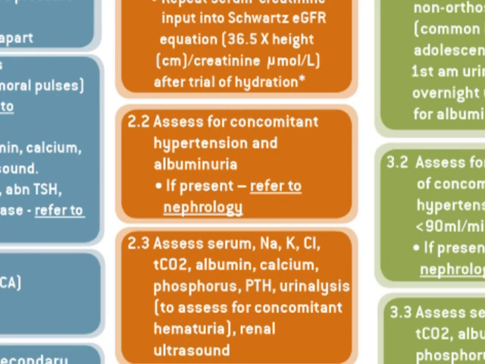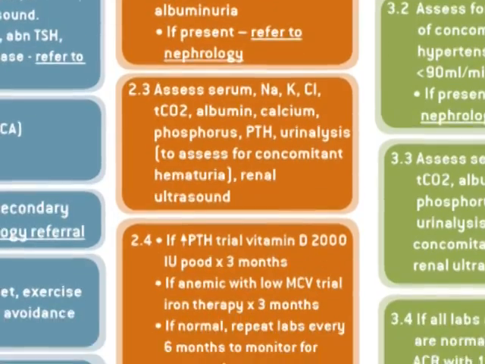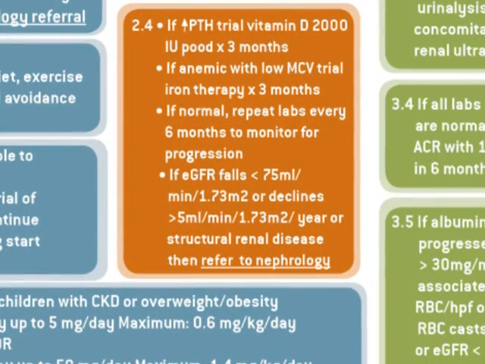If the creatinine is confirmed in the same range, then we do recommend screening electrolytes, albumin, calcium, phosphate, PTH, and a urinalysis, specifically to look for concomitant hematuria, as well as a renal ultrasound. If the PTH is increased, we recommend a trial of vitamin D. If the hemoglobin is low, with a low MCV, we recommend a trial of iron. And if all above are normal, then we recommend repeat labs every 6 months to monitor for signs of progression.